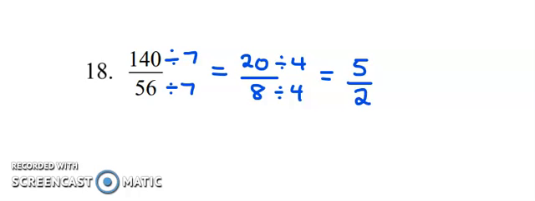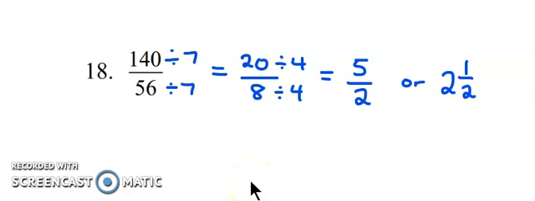We can leave this as an improper fraction. If we wanted to go one step beyond and change this to a mixed number, we could say 2 goes into 5 2 times with 1 left over. So we could also express this as 2.5.